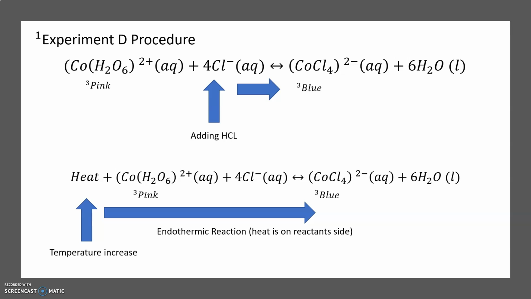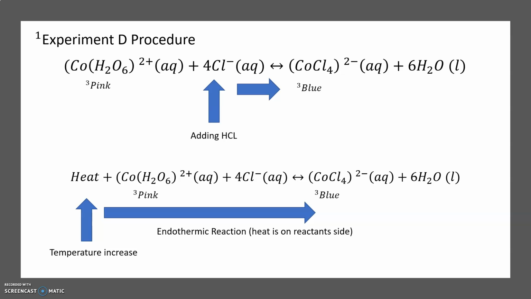The equation on the screen represents the equilibrium equation for Experiment D. Co(H2O)6 2+ had a pink color in the experiment. CoCl4 2- had a blue color in the experiment. The first stress added was HCl. When this was added, it increased the concentration of Cl-, which ultimately caused a shift to the right. This shift led to a deeper blue.